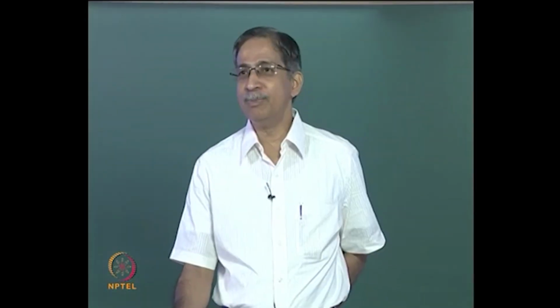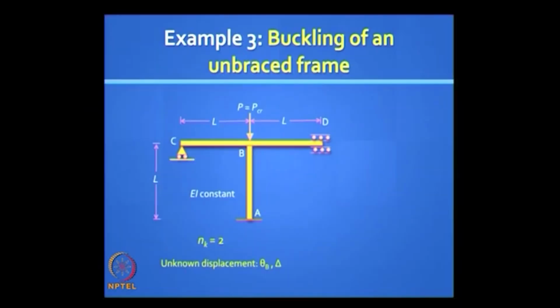Here also you can put a spring. Here you have 2 degrees of freedom, theta b and delta. If you want to see how it is going to deflect, probably something like that.